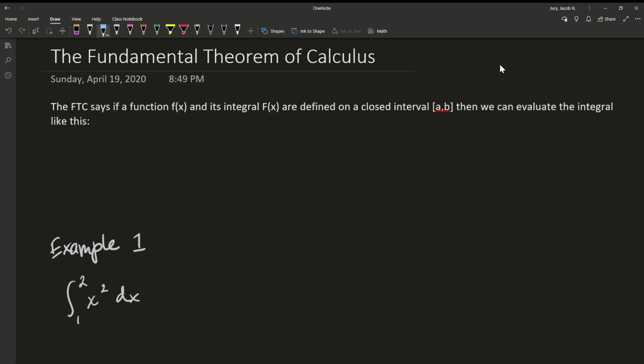Alright, welcome to the third week of NTI and the fundamental theorem of calculus. So this is the first fundamental theorem of calculus that we'll see.